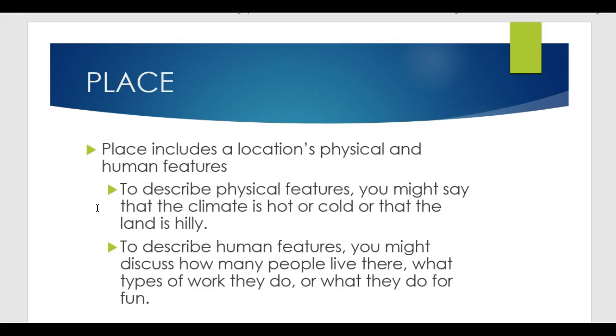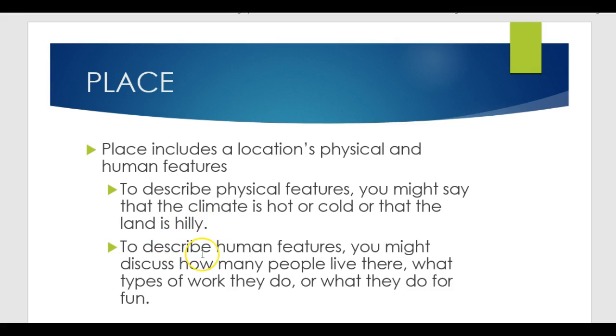The second theme in the 5 themes of geography is place. You can see that place is defined as a location's physical and human features. So what exactly does that mean? When we talk about physical features of a place, you might say that the climate is hot or cold, or that the land is hilly. Remember, physical, things that you can see, touch, perhaps even feel.